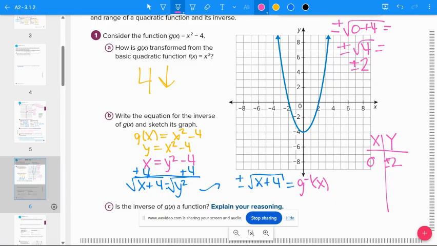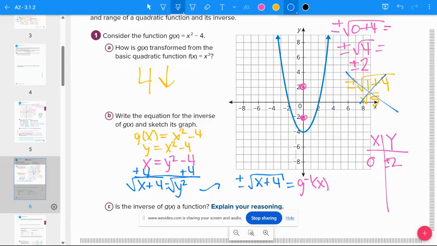So over 0, up 2, over 0, down 2. So 0 worked. If I plugged in 1, if I said 1 plus 4, does that square root of 5 make my life easy or tough? That makes my life tough. I hate it. I do not want to use the number 1.